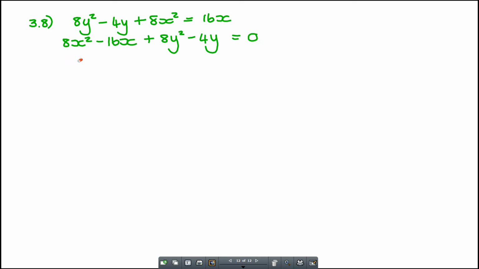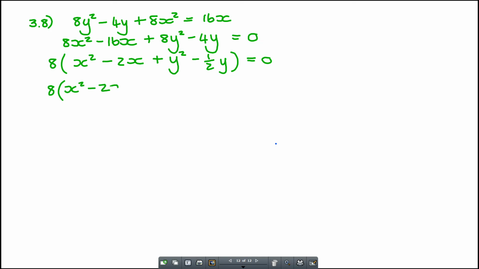Okay, good. So, if I take out a common factor of 8, I will have x squared, en dis wat ek wil hê, en dan kyk gou, y kwadraat, mooi, en hier gaan ek hê, a half y. Nee, okay, so now, let's go complete the square. Gaan hê x kwadraat minus 2x, okay, so I'm going to take that 2 divided by 2, so it gives me minus 1 square, so it gives me positive 1.